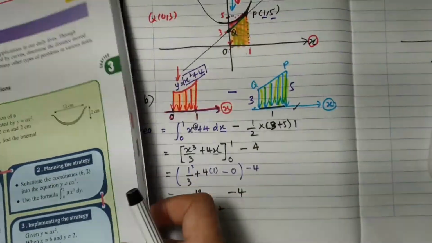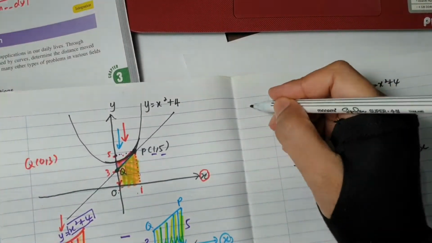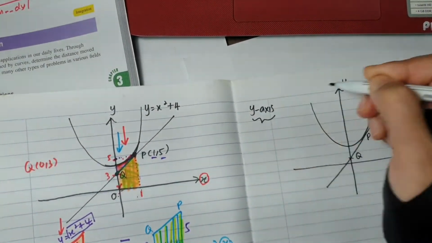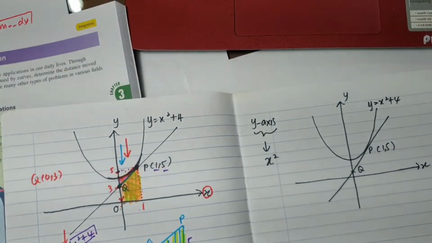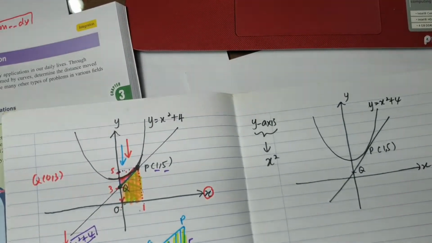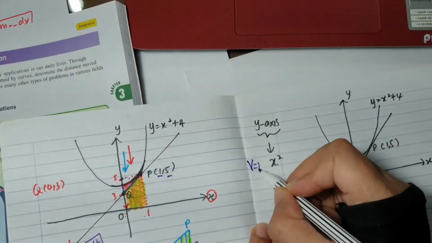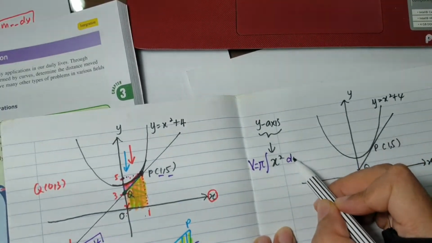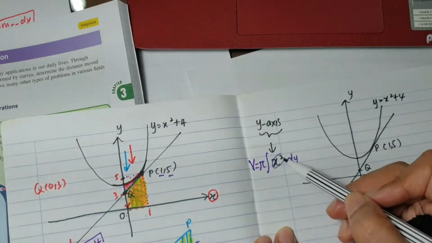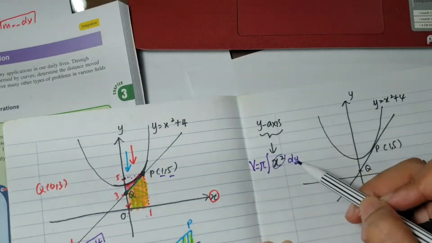So volume, kena ingat, bila dia kata revolve about the y-axis, otak dah set dah, I must make x squared as my subject. Revolve about the y-axis, x square as your subject, and then to find volume always put pi x square and then dy. Because after you make x square as your subject, your function is in terms of y. That's why here dy. And some more, the limit must be on the y-axis.